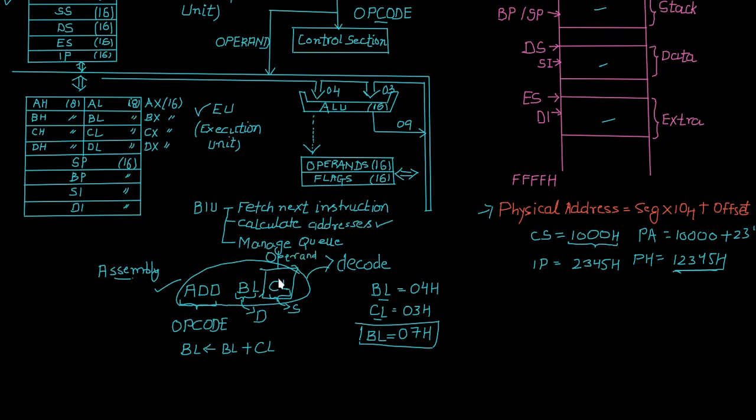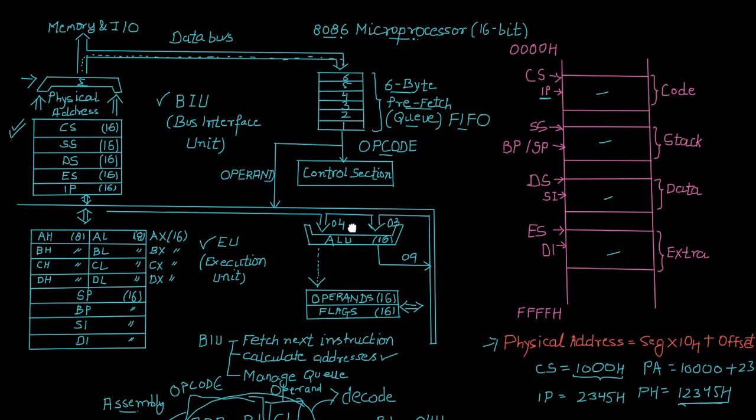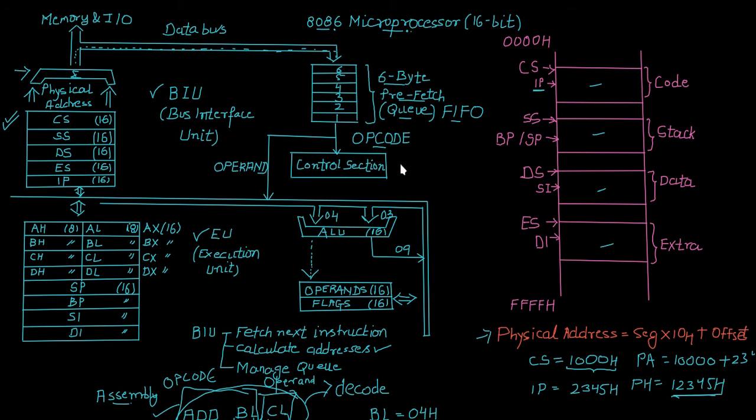This one is the operand, and this whole is the opcode. Alright, so the control section will just decode the whole instruction, and then after decoding it, it will pass it to the execution unit. And we know that the execution unit can perform the arithmetic or the actual execution only if it is in a binary format, because the microprocessor can only understand the binary format.